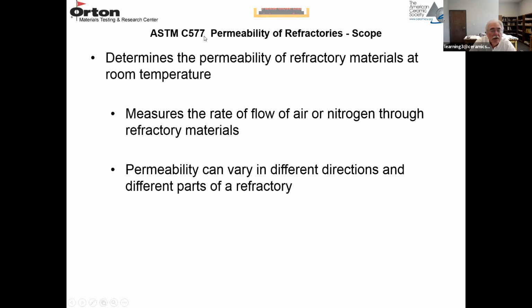C577 measures the permeability of refractory materials at room temperature. You measure the rate of flow of air or nitrogen through the refractory material, so you're using dry air or dry nitrogen. Also, something important to remember: if there's a texture in the refractory, depending on how it's made, the permeability can vary as a function of direction in the refractory.